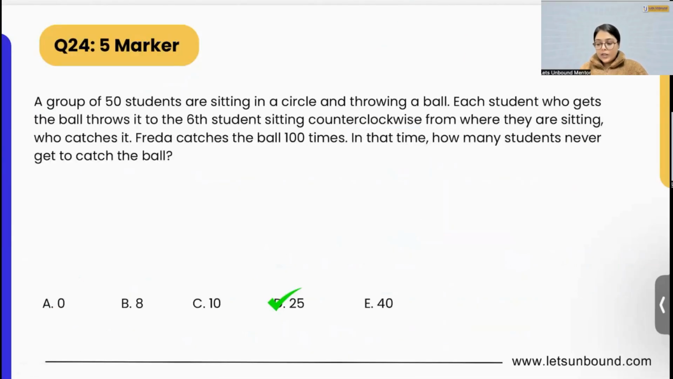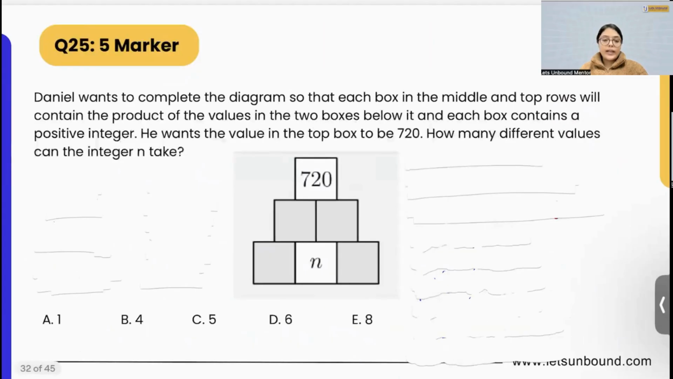Moving on to our last question for today, question 25. Daniel wants to complete the diagram so that each box in the middle and top rows will contain the product of the values in the two boxes below it, and each box contains a positive integer. He wants the value in the top box to be 720. How many different values can the integer n take?